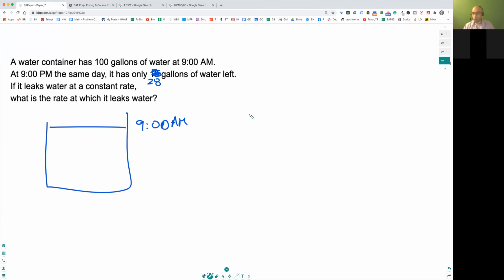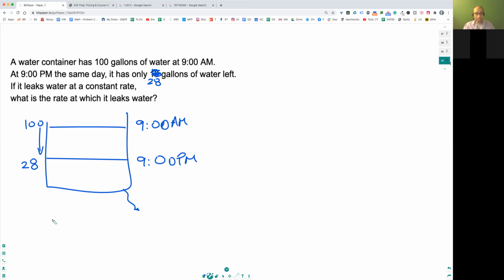At 9 a.m. in the morning. Yes. Now, hold off on the miles problem. Let's focus, everybody, on this problem now. So at 9 a.m., you got this. And now it's leaking water at a particular rate. You don't know what it is. And now at 9 p.m., guys, this level of water has dropped down. So originally it was 100. Now it's gone to 28.